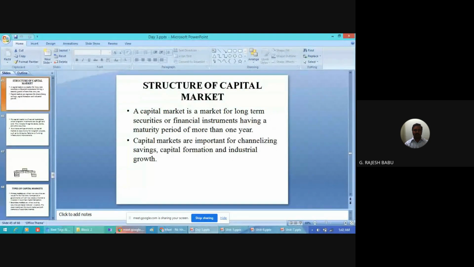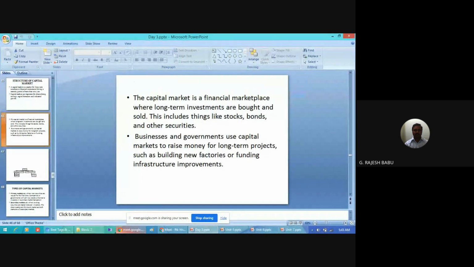investments are bought and sold. This includes things like stock, bonds, and other securities. Businesses and governments use the capital market to raise money for long-term projects such as buildings, new factories, or funding infrastructure improvement. Investors use the capital market to grow their wealth by buying and selling these investments.